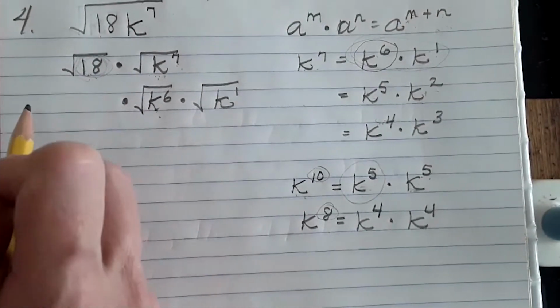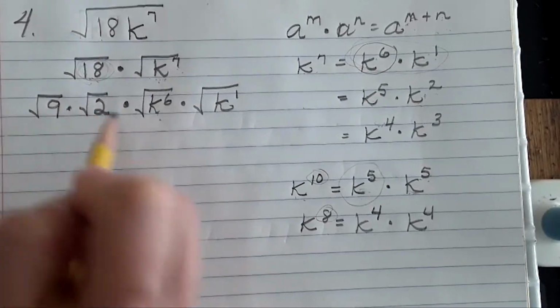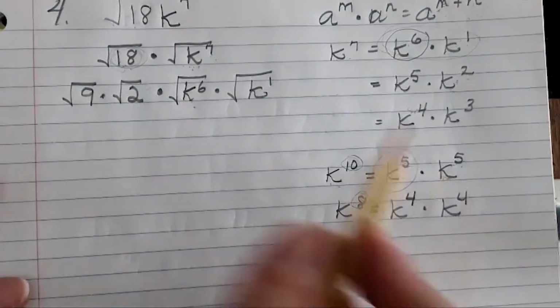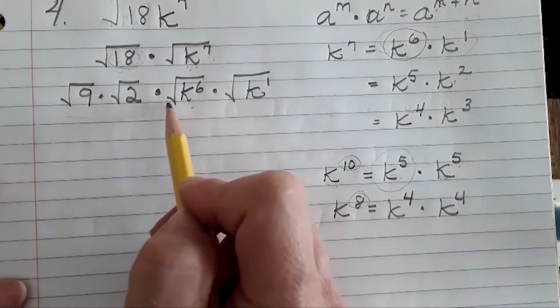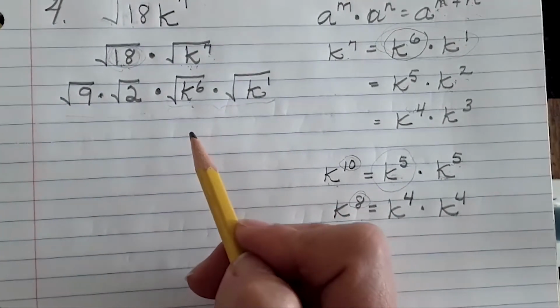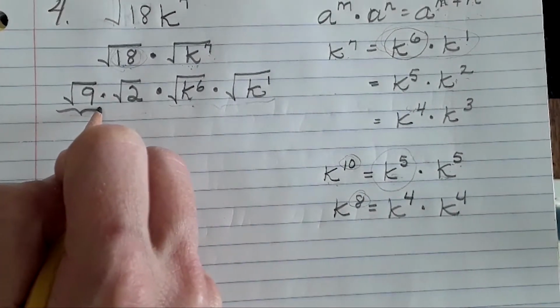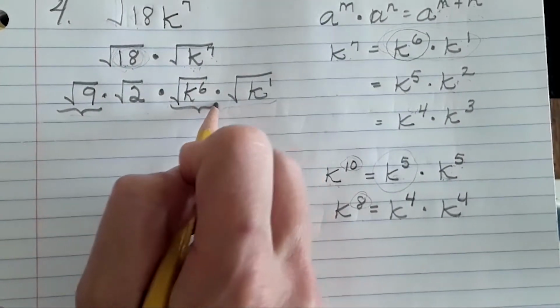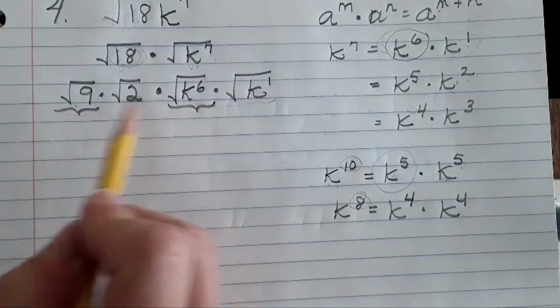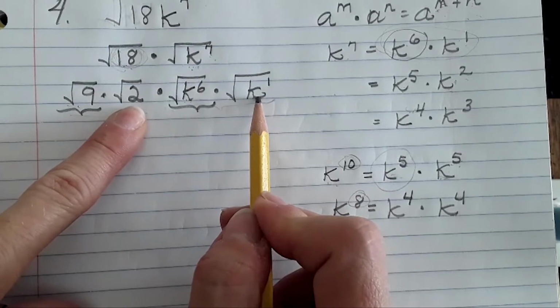The largest perfect square you have in 18 would be a 9, if you take 9 times 2. So this would go with the 18. This is for the k to the 7th. What you need to do is identify who the perfect squares are. This is a perfect square. This is a perfect square. So these two can be evaluated. These two here will stay under the radical sign.